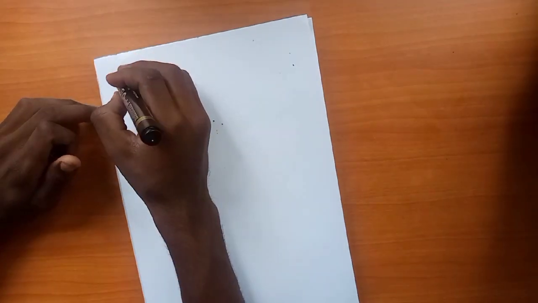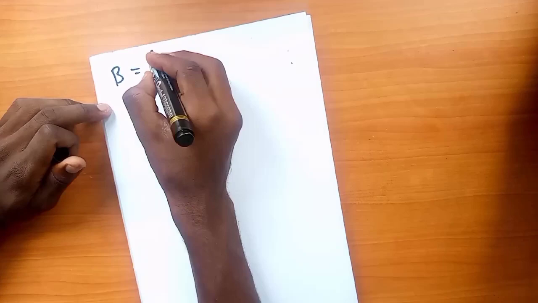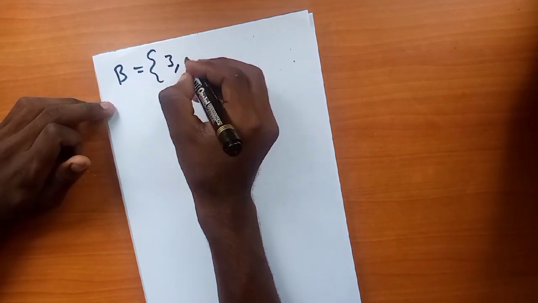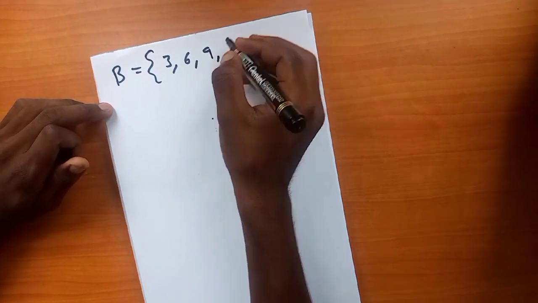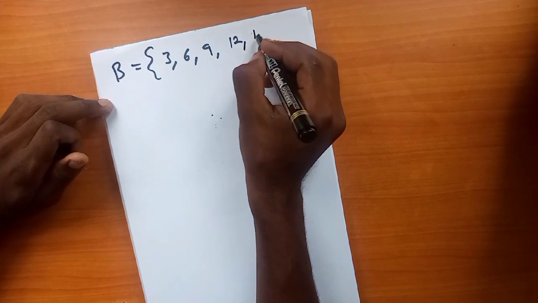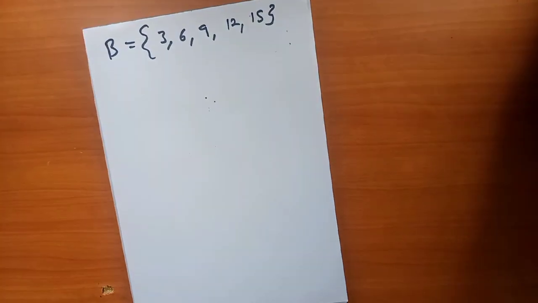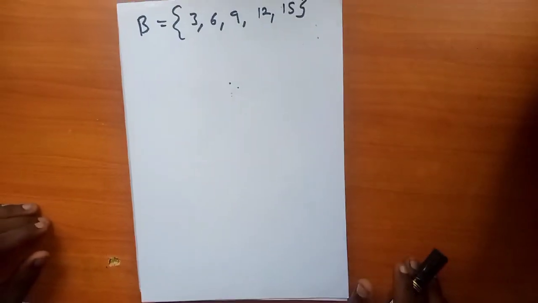The second example is not going to be so fair. I want us to look at this. Let's assume we've got another set B, and this B contains elements 3, 6, 9, 12, and 15. Okay, so this is in roster form. So now how can you represent this set in set builder notation?